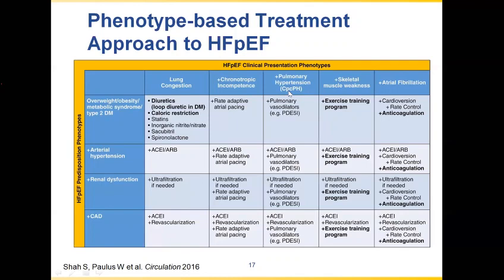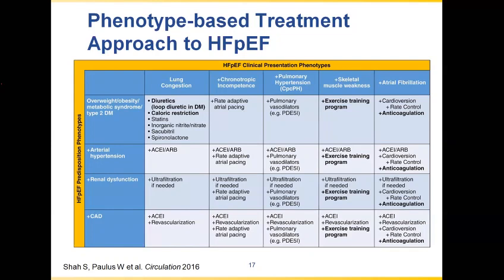So anybody with reactive pulmonary hypertension might benefit by giving phosphodiesterase 5 inhibitors. And for skeletal muscle weakness, which is a very integral part, you need proper exercise training. And atrial fibrillation, if you can control the rate or even better still, you can cardiovert them. They do phenomenally well because, as you know, the left atrium contributes 30% or more up to the cardiac output in these patients with LV diastolic dysfunction.